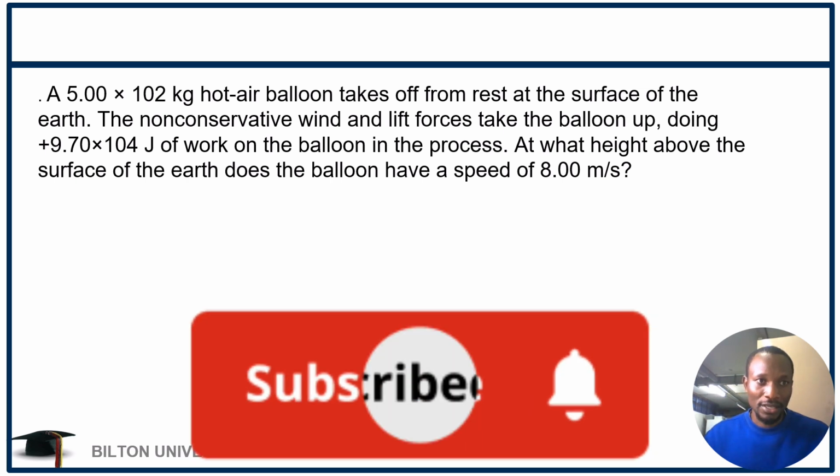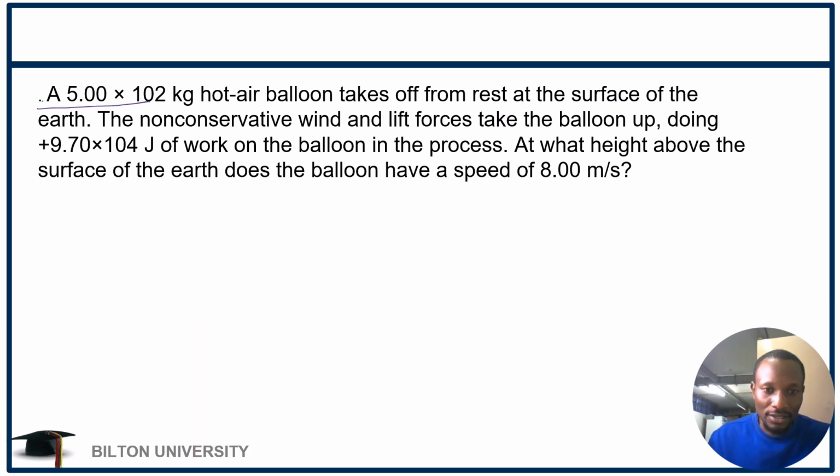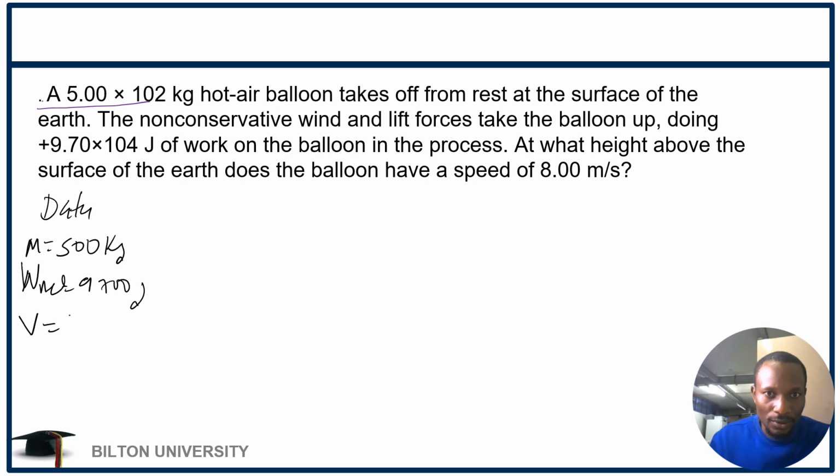So this balloon weighs a mass of this. The first thing we can do here is to write the data that we have. The data that we are provided with is mass equal to 500 kilograms, and net work is given to be 9,700,1234 joules. We have also been told that the balloon has a speed, so velocity is equal to 8.0 meters per second. So this is the data that you are provided with.